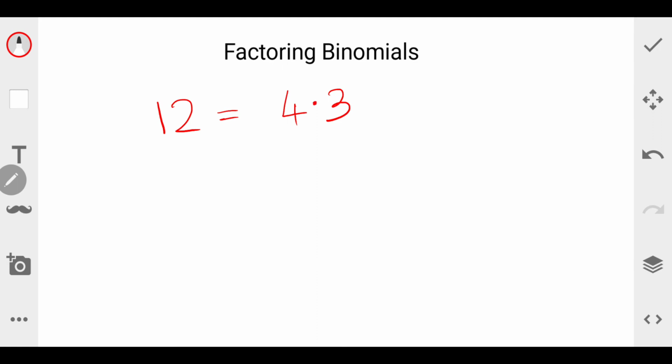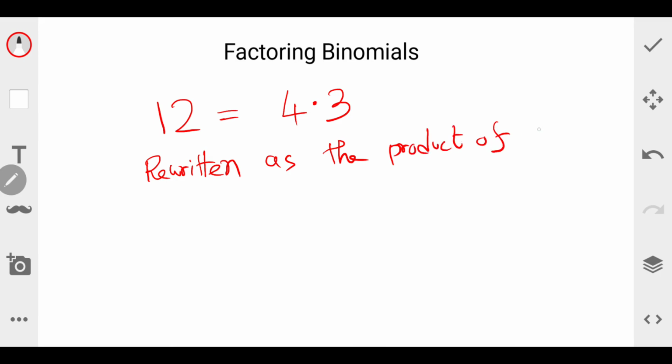This is multiplication. So what I have done to the 12 here, I have rewritten 12 as a product of 4 and 3. So let me just write this. Rewritten as the product of 4 and 3, and the number is 12.